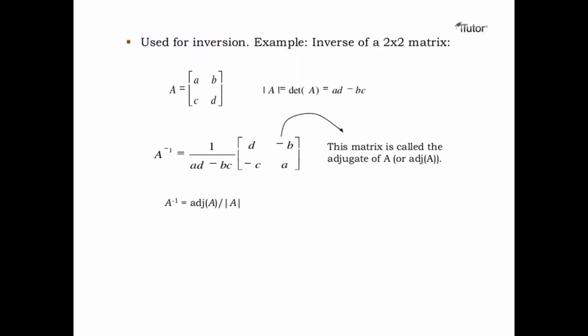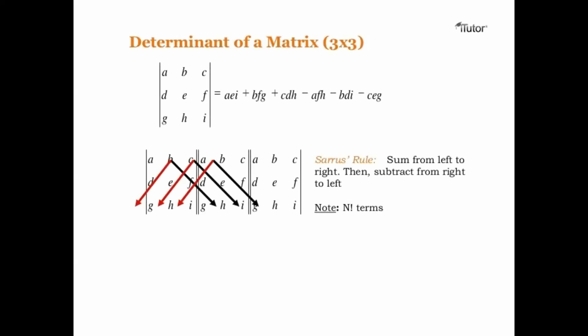Use it for inversion. Example, inverse of a 2 by 2 matrix. A equals [a, b; c, d]. Then det A equals ad minus bc. Now A inverse equals 1 by det A times adjoint A. That is, 1 by (ad minus bc) into [d, minus b; minus c, a]. This matrix is called the adjugate of A or adjoint of A. That is, A inverse equals adjoint A by det A.